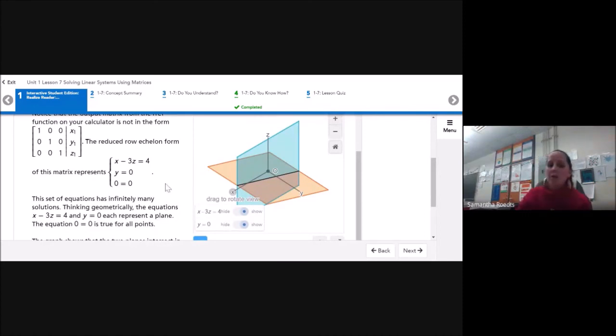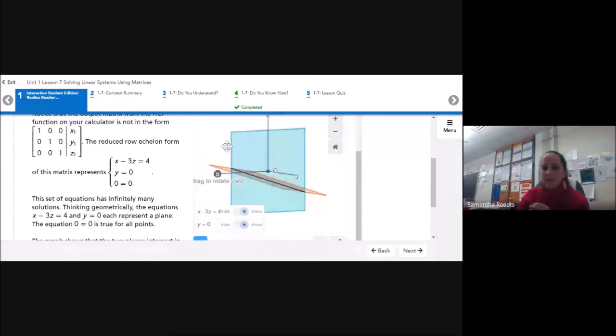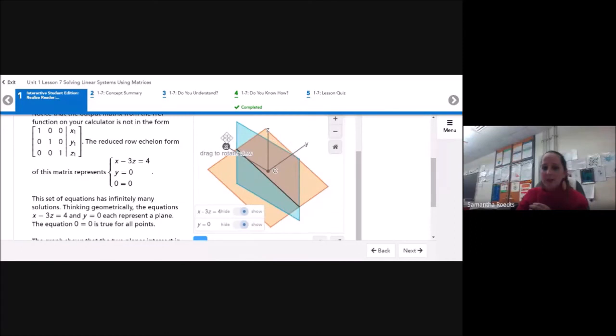So thinking geometrically, this is kind of what this looks like. Kind of play with it. Drag and rotate it.